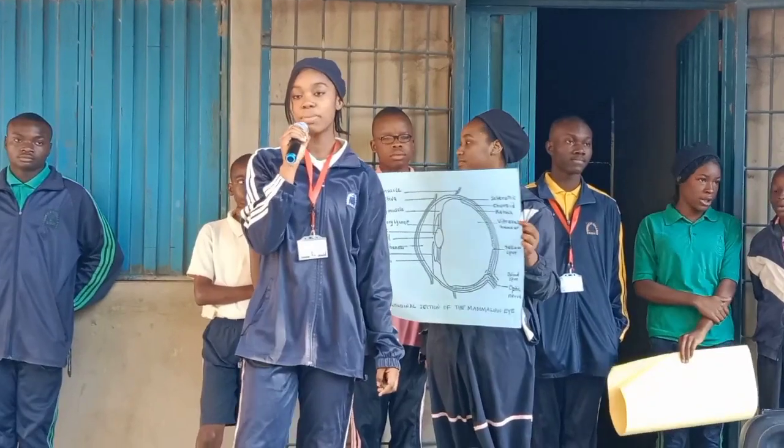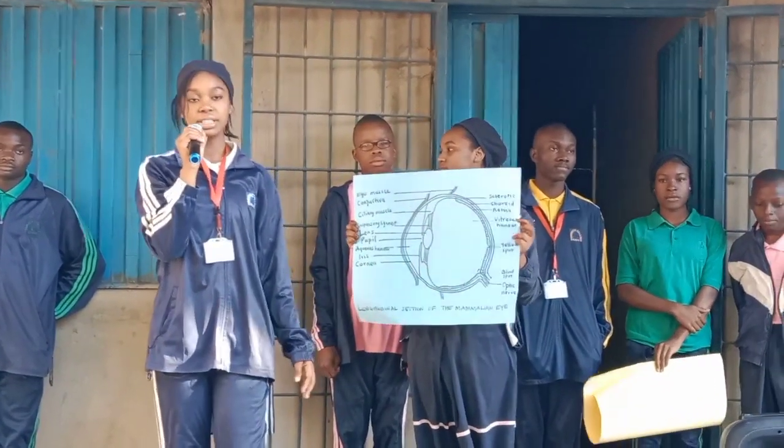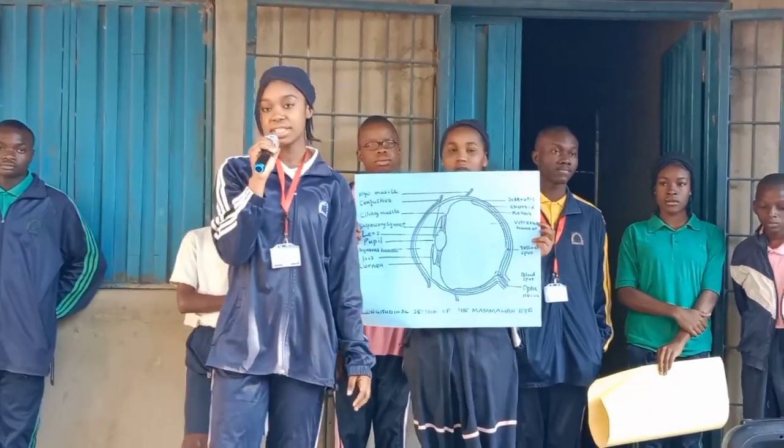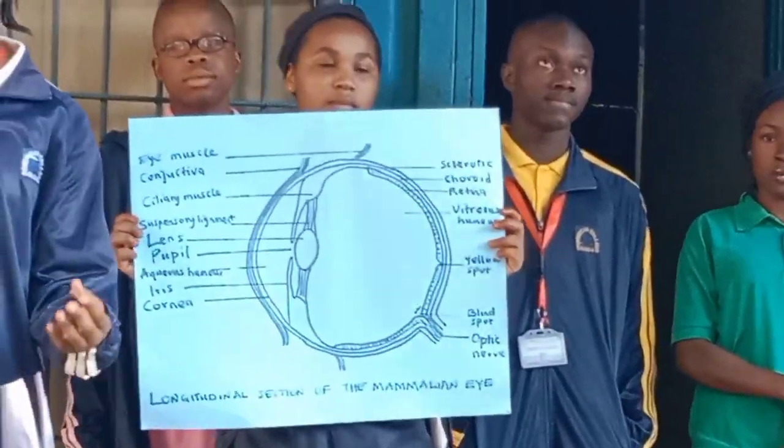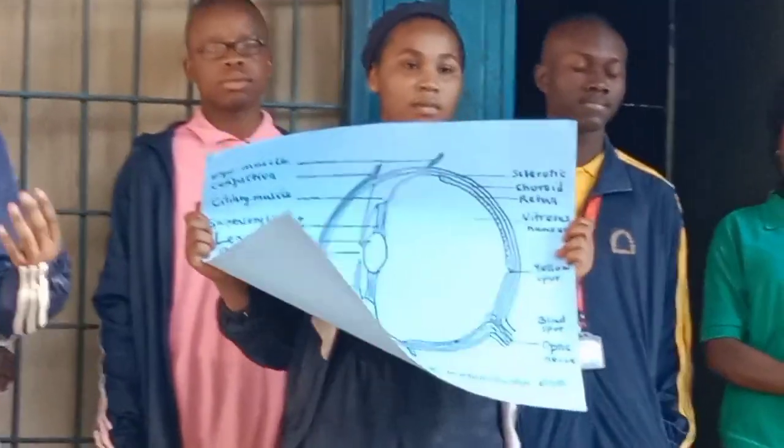Hypermetropia is a condition by which light rays from a near object are focused behind the retina. In hypermetropia, a person can see distant objects clearly but not near objects. Hypermetropia is caused by the eyeball being too short or the lenses being too flat.